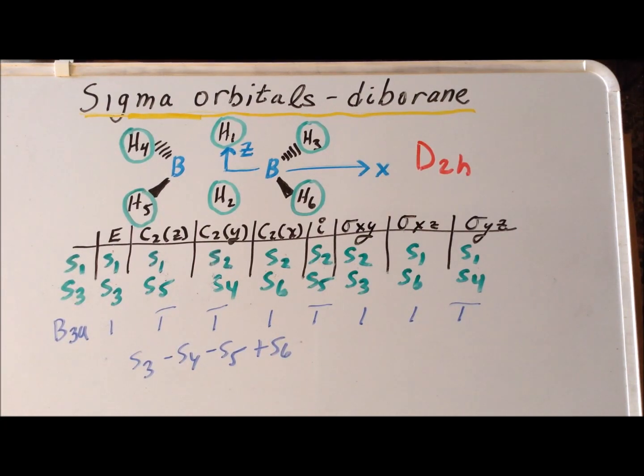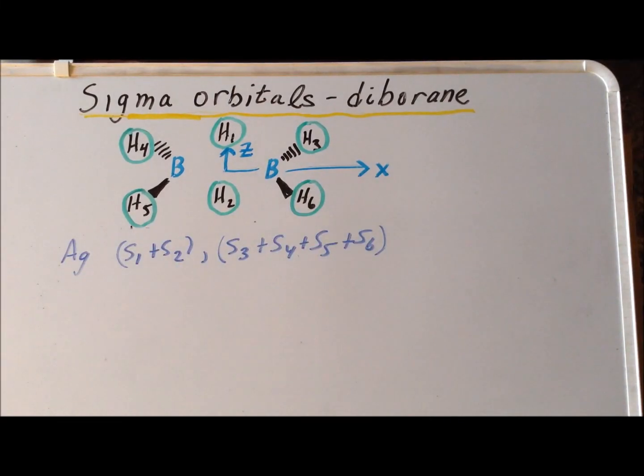The final step is to visualize what these group orbitals look like, and also, very importantly, determine which atomic orbitals on the central boron atoms have the proper symmetry to interact with the group orbitals to form a larger molecular orbital. So that is what we're going to do in the final step. We found that we had expressions for Ag, so we had S1 plus S2, and then we had from the second line S3 plus S4 plus S5 plus S6.